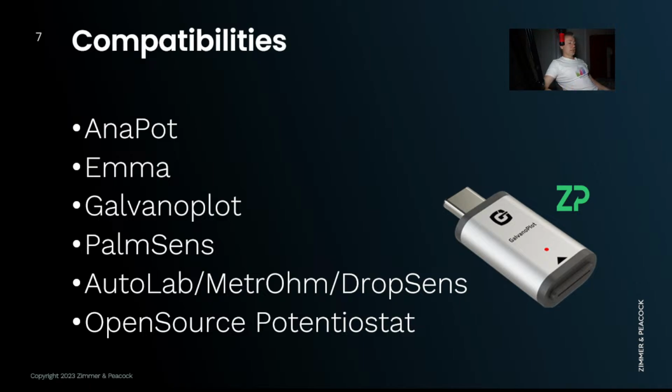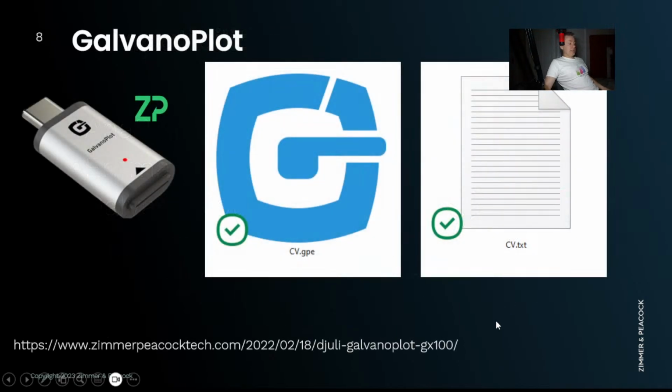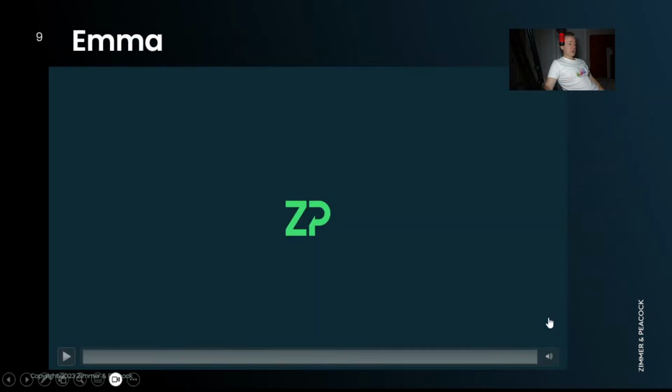I suppose some of the design rules will come out in today's video, because I'm going to show you how I can manipulate the file from this GalvanoPlot potentiostat to upload it to Djuli. Essentially, what you're going to see me do is take a GPE file, which seems to be the file format that GalvanoPlot has, change it to a text file just by renaming it, and then open up that file in Excel and just delete some superfluous information and delete one of the columns, and then it works perfectly fine.